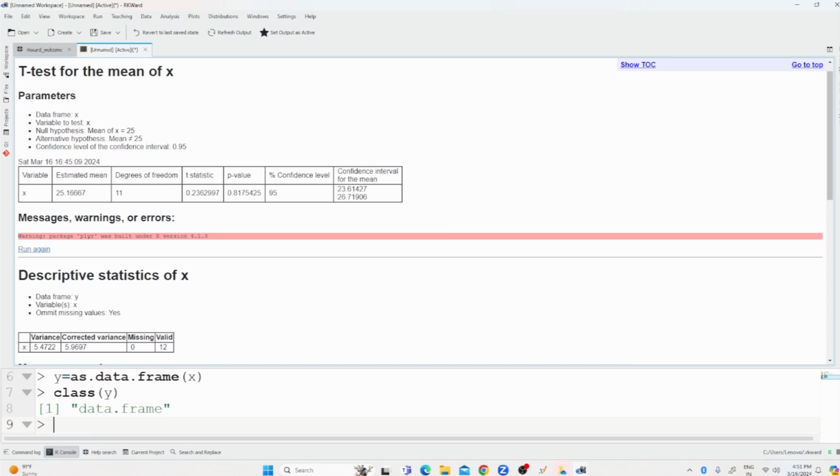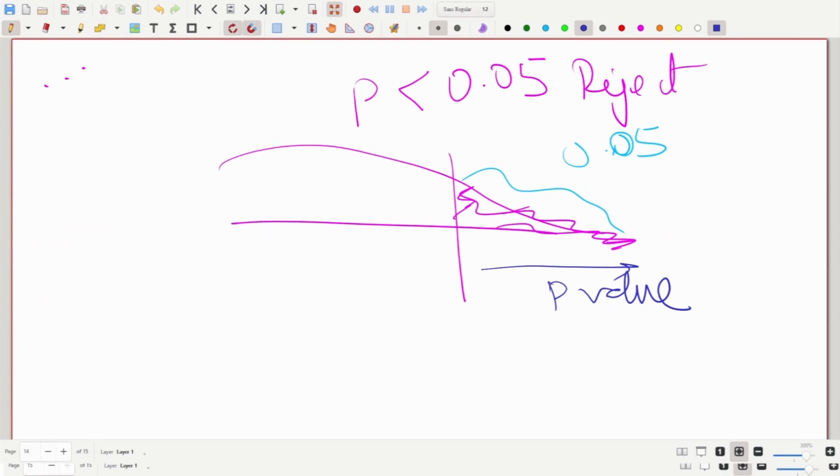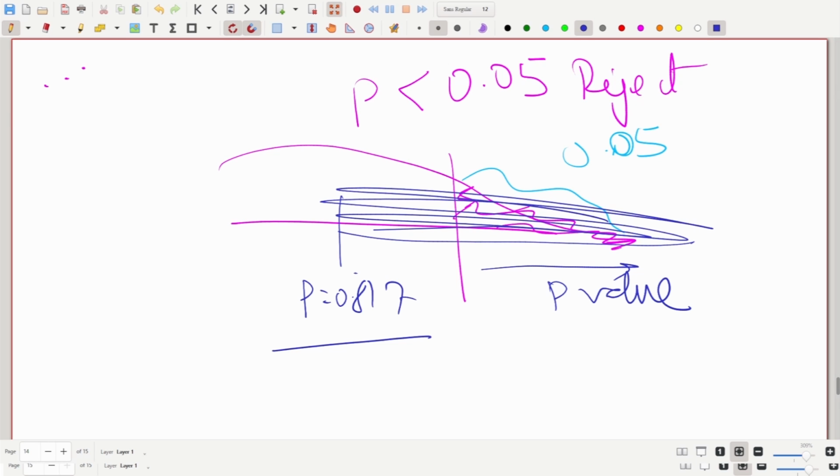So on computers, we calculate the p-value. On paper, we calculate the statistic value, and we find the statistical value from the table. Okay. So here the p-value is 0.817, which means it is lying here somewhere. Please understand, p-value is always this area. This is 0.817. It is lying on the left. Hence, we accept H naught.